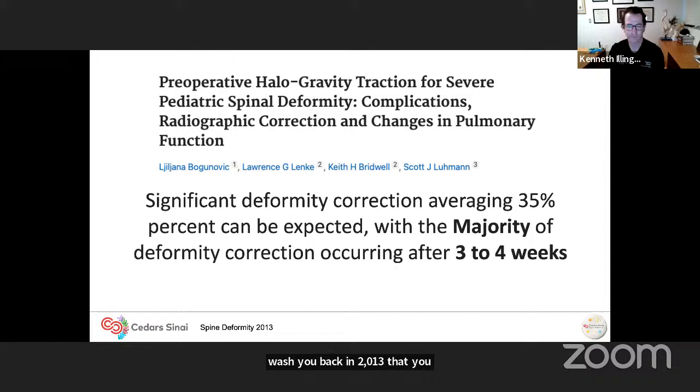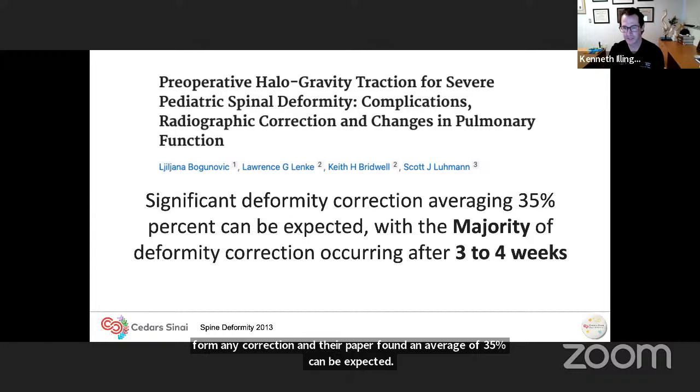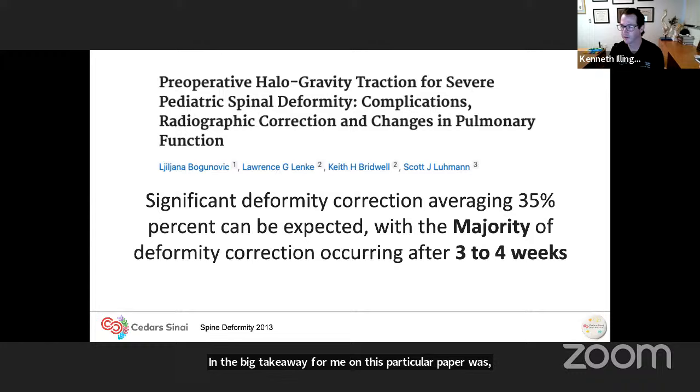And their paper found an average of 35% can be expected. And the big takeaway for me on this particular paper was that the majority of your deformity correction happens between 3 to 4 weeks. This is when the spine really starts to settle down and starts to get the most amount of correction. And so this is what I tell families: you can expect to get your most correction between the third and fourth week.